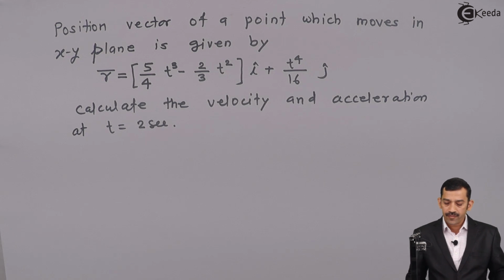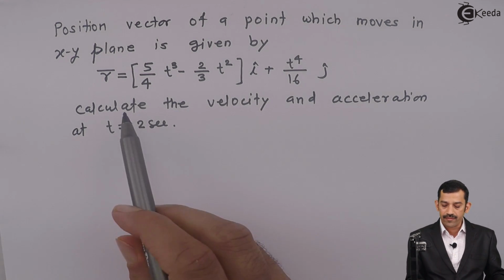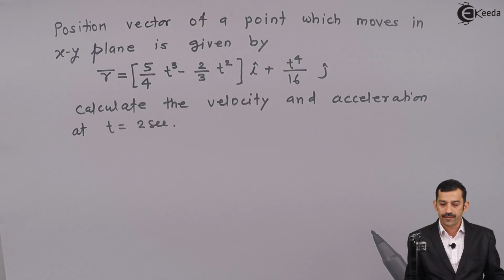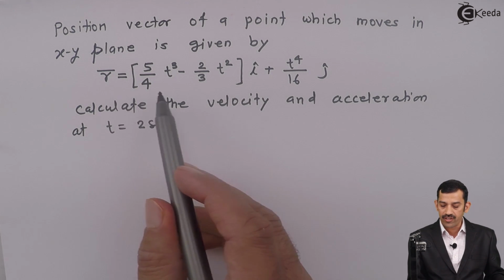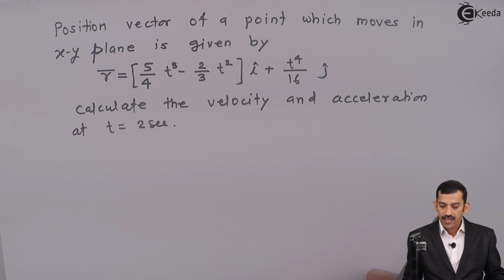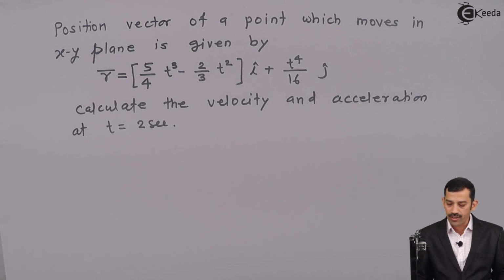In this problem, r bar is given in i j terms. That means the position vector is x i plus y j, where x is 5/4 t cube minus 2/3 t square and y is t raised to 4 by 16. As x and y are given as functions of time t, this problem comes under the xy component approach. Solution is possible using the xy component approach.